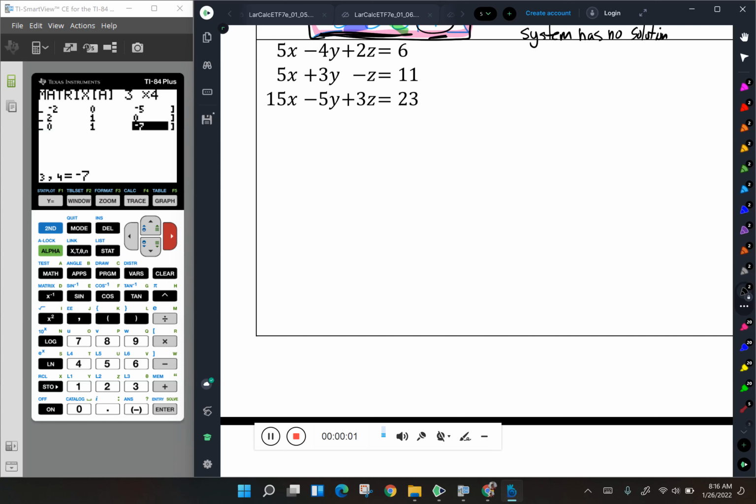All right, so welcome back to part 3 of section 2.2. We're going to solve another system. So first step is to make sure it looks right. I think it does look right. X's, Y's, Z's, constants are good there.